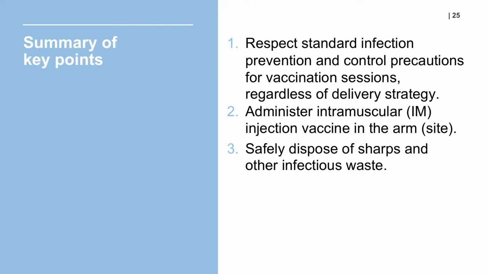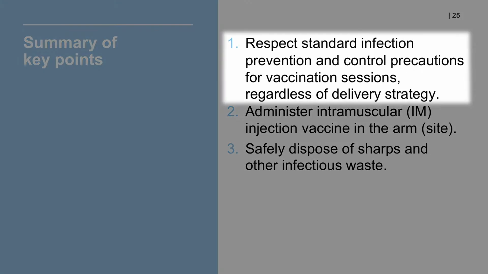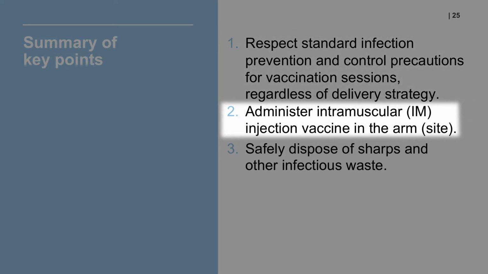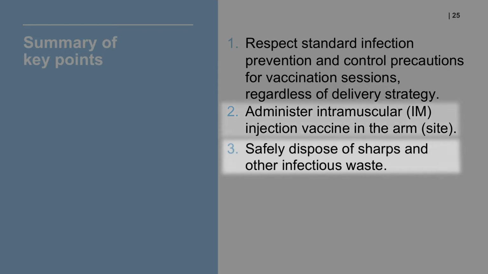Here is a summary of the main points covered in this module. First, respect the standard infection prevention and control precautions for all vaccination sessions, regardless of the delivery strategy. Next, administer the intramuscular vaccine injection in the arm. And finally, safely dispose of sharps and other infectious waste.